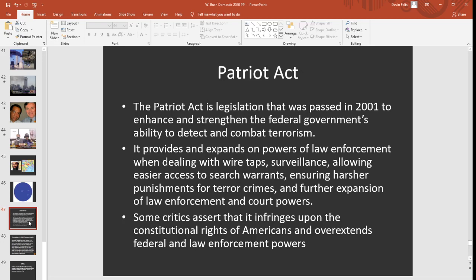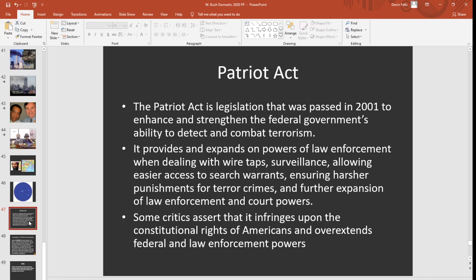So after 9/11, one of the first things that we see as far as domestic policies is something known as the Patriot Act. And so the Patriot Act, in short, helps law enforcement agencies and the federal government work on finding and detecting terrorism in the United States and outside of the United States. So that can be wiretaps, surveillance, search warrants, creating harsher punishments for people who commit acts of terror, and overall it gives law enforcement more powers to do that.